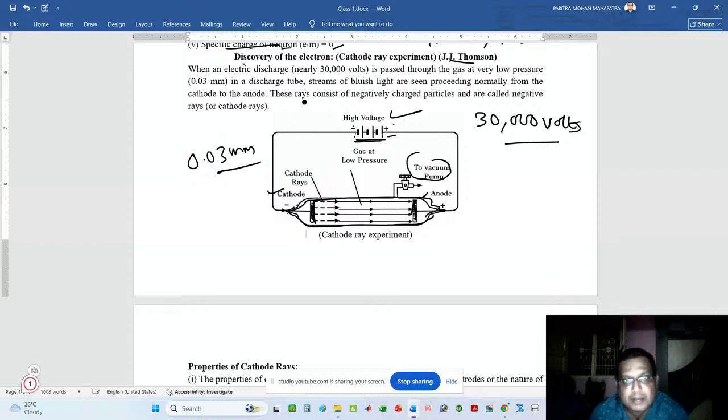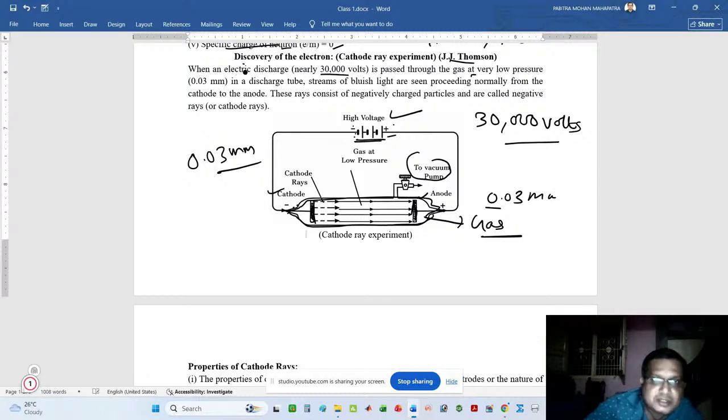When J.J. Thomson passed a high voltage electric discharge, nearly equal to 30,000 volt, at a low pressure, what happened? Again, I want to say: when an electric discharge of nearly 30,000 volt is passed through the gas at a very low pressure, the gas is present in the discharge tube. Here, the gas is present at low pressure. The pressure is 0.03 mm.